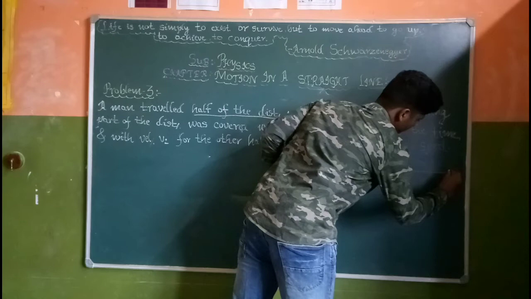That is equal to 2 into V0 into V1 plus V2 by V1 plus V2 plus 2V1. So this is the average speed. So this is the required thing. So I hope you are clear with this problem, and we will discuss one more problem further.